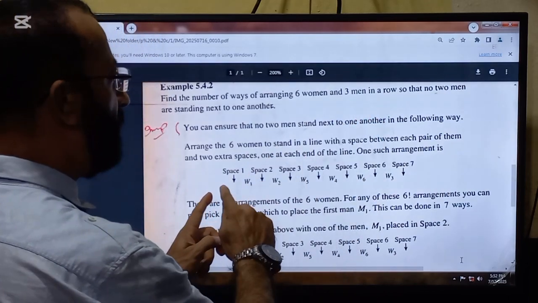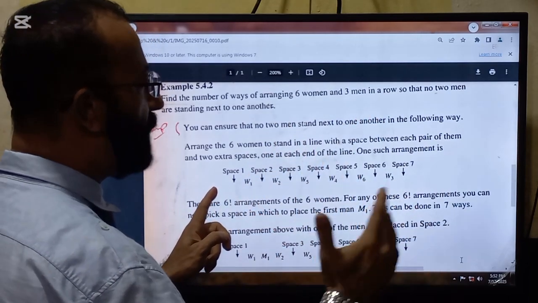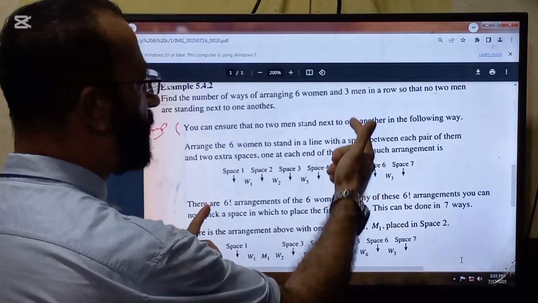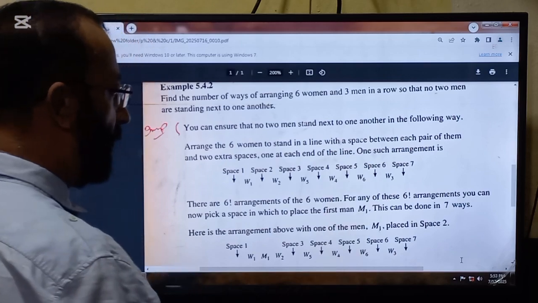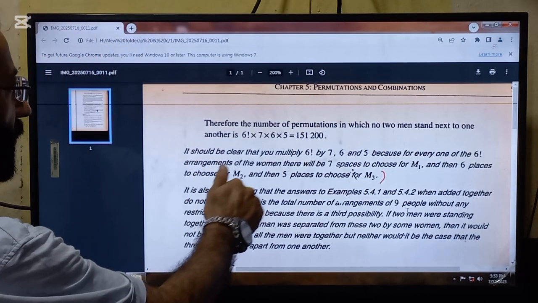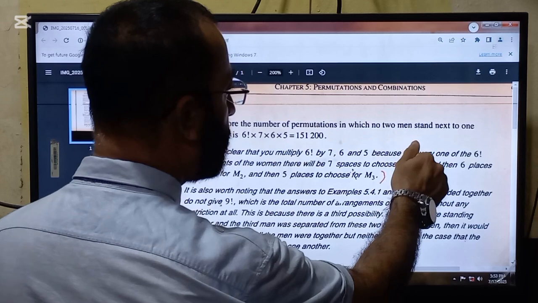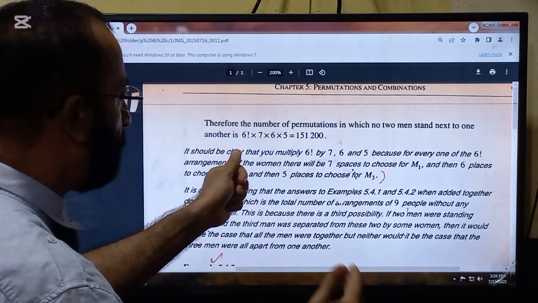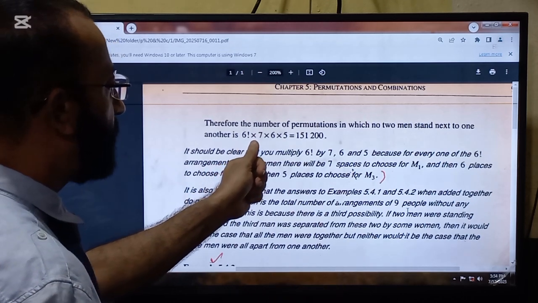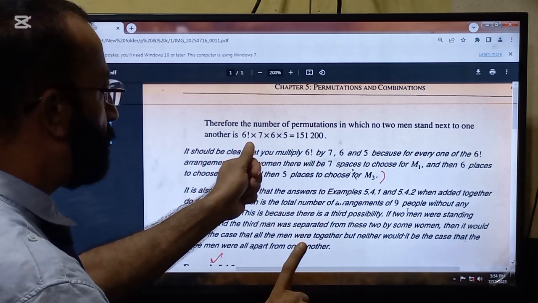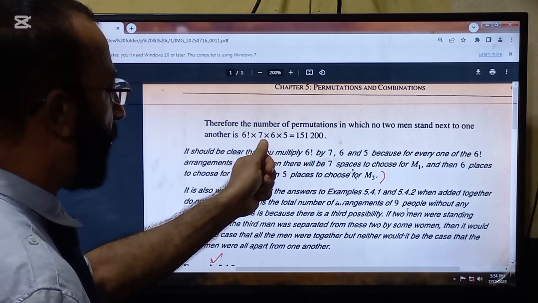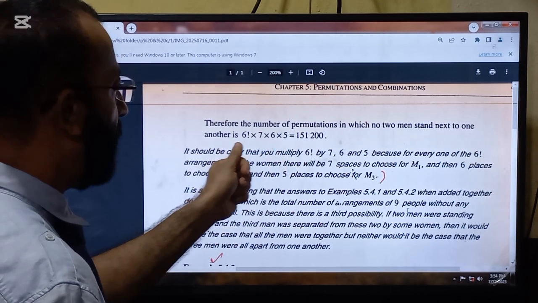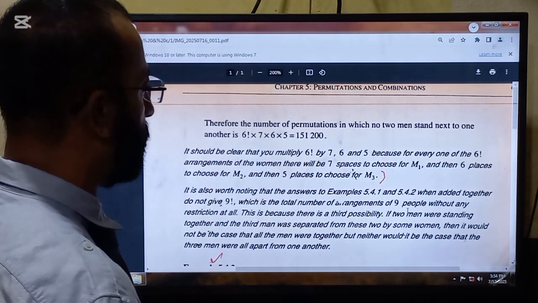Once the first man is standing there, there will be 6 spaces left for the second man, and then 5 spaces left for the third man. Therefore, the number of permutations in which no two men stand next to one another is: 6 factorial is the number of ways the women can stand. Then 7 choices for the first man, 6 choices for the second man, and 5 choices for the third man. When you solve it, you will get this answer.